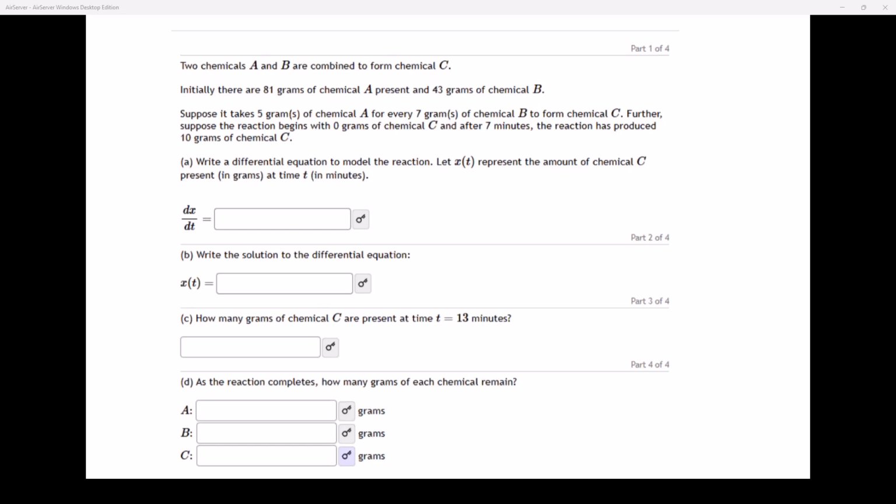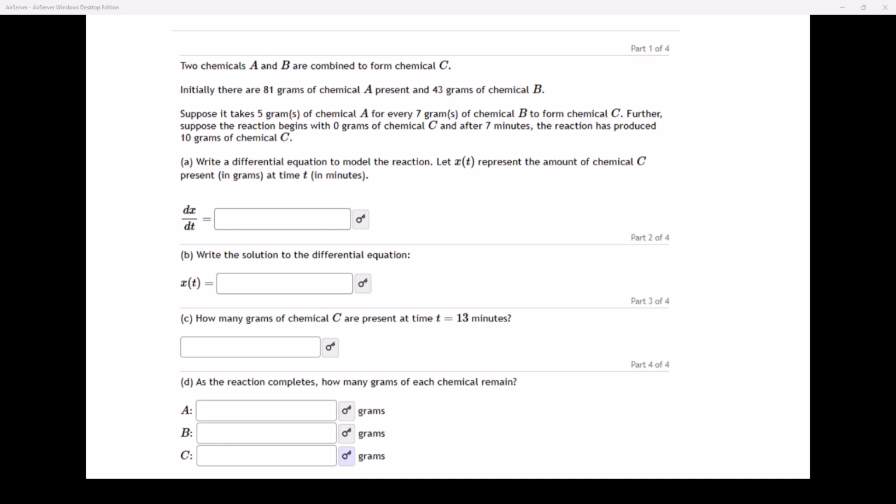Let's take a look at the following question. Two chemicals, A and B, are combined to form chemical C. Initially, there are 81 grams of chemical A present and 43 grams of chemical B. Suppose it takes 5 grams of chemical A for every 7 grams of chemical B to form chemical C. And further, suppose the reaction begins with 0 grams of chemical C, and after 7 minutes, the reaction has produced 10 grams of chemical C.